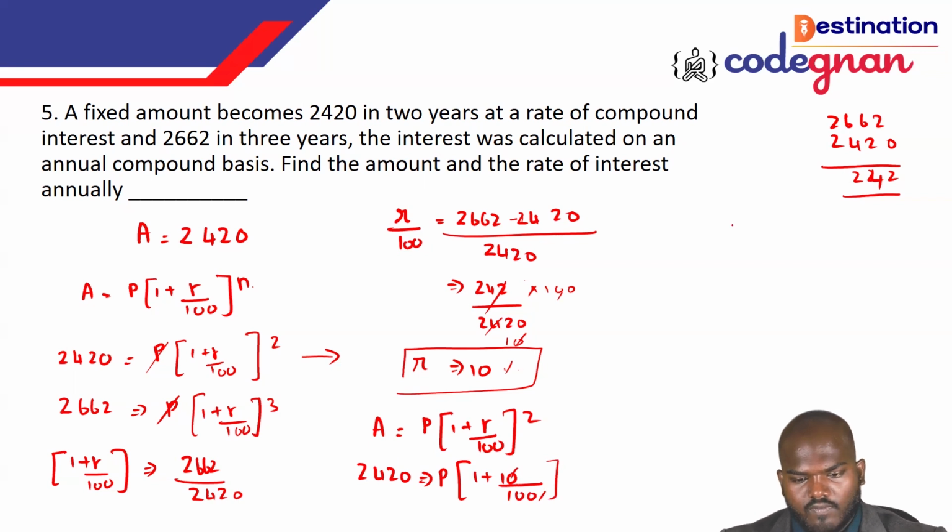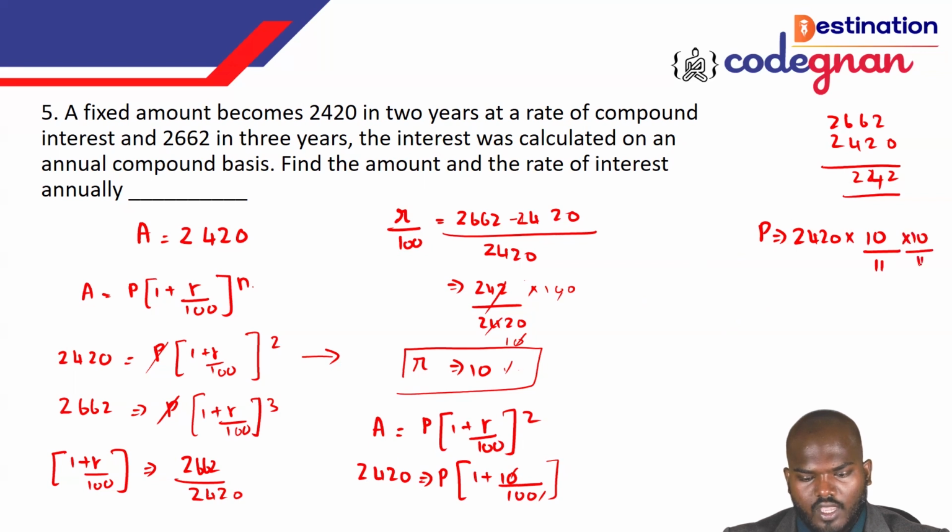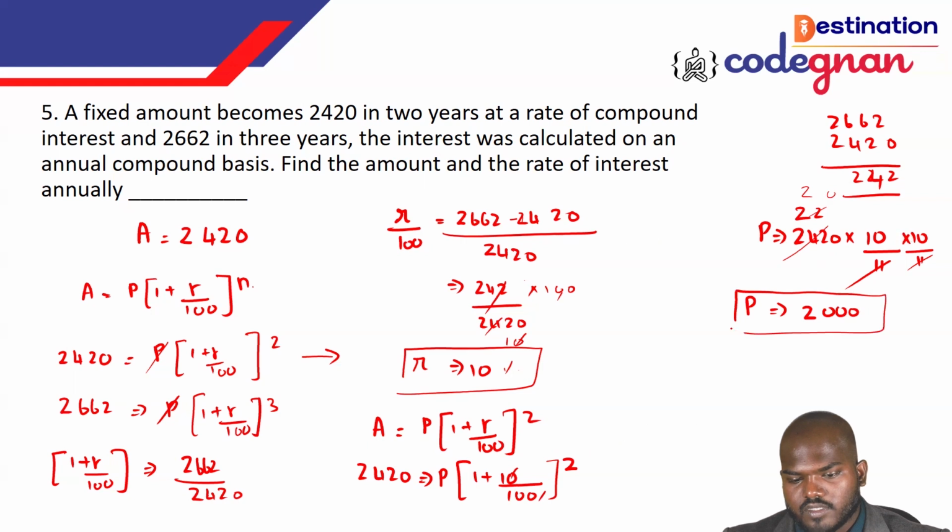Resolving this, P = 2420 times, going to this side, 10 by 11, the whole square, because I'm taking 2 years. Once you take it, 11 times 2 is 220, and again 20. If you multiply this, it gives the value 2000 as the answer. So the principal is 2000, the correct answer. You can manipulate here.